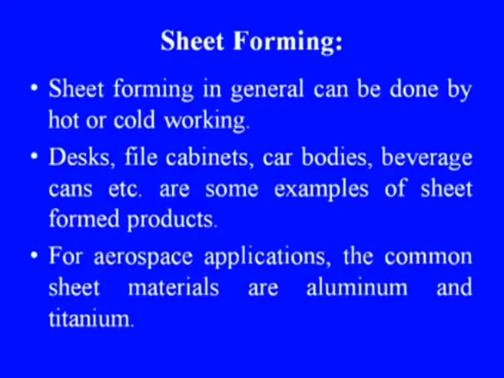Sheet forming. Sheet forming in general can be done by hot or cold working. Desks, file cabinets, car bodies, beverage cans, etc. are some examples of sheet formed products. For aerospace applications, the common sheet materials are aluminum and titanium. Major sheet forming processes.